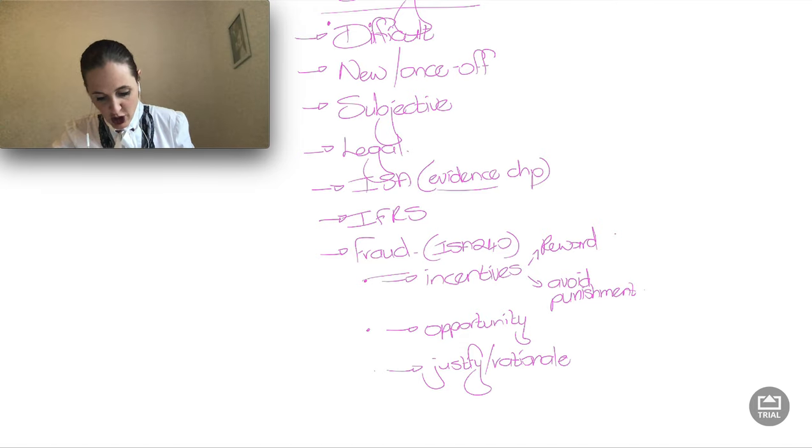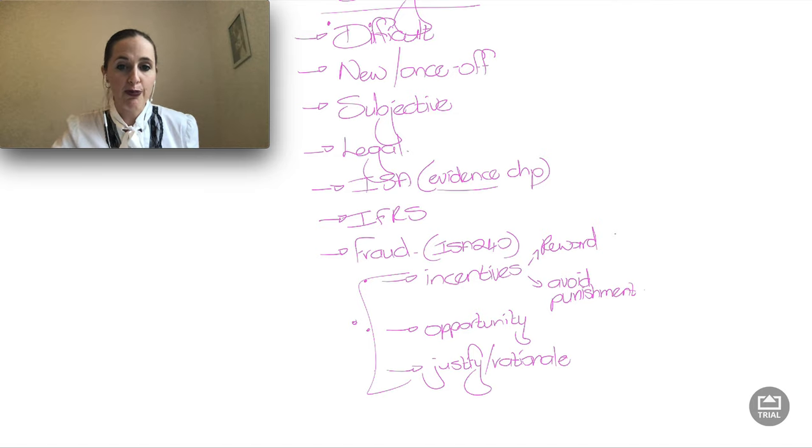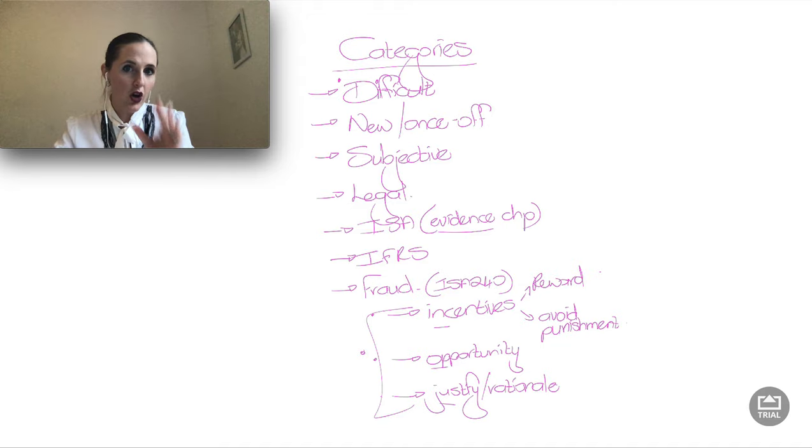So these are three indicators of possible fraud, if you will. When we look at fraud, we're looking for incentives, opportunities, and justifications or rationales. These are our starting points.